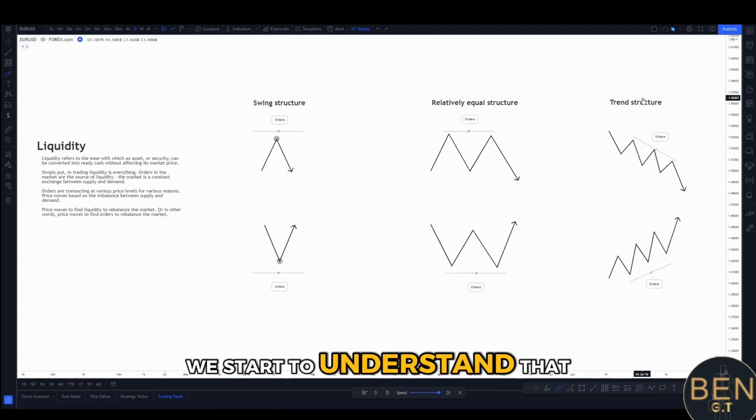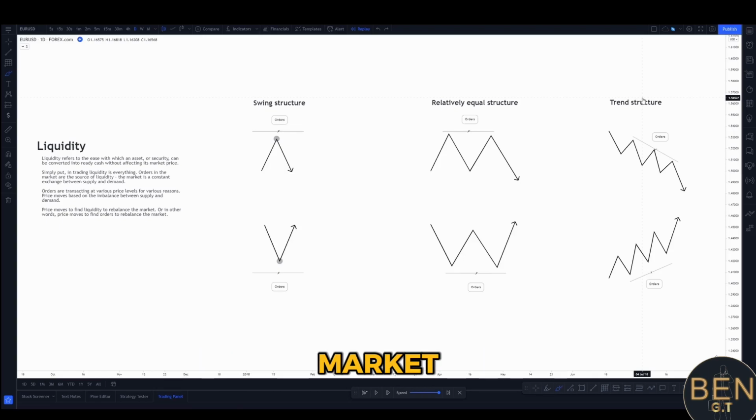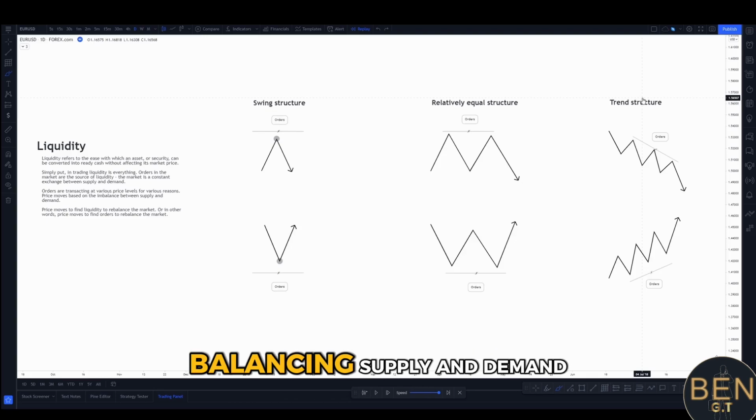We start to understand that when price is forming a higher low, for instance, that we'd be looking to buy at demand zones to then take out the previous higher high to form a new higher high. We can now take that a step further, because we understand that price is moving from one price level to another price level to facilitate transactions, rebalance price, and offer liquidity. Liquidity is what's moving the market, because simply what we're doing is converting an asset to cash. And the only way to do that is by moving from order to order, balancing supply and demand.